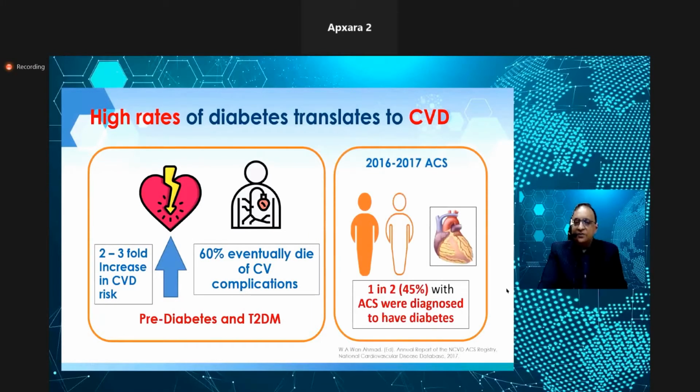In 2016, 2017, when we looked at the acute coronary syndrome admissions, about half of these patients were actually diabetic or were newly diagnosed diabetics. In fact, the other risk factor which was noted was hypertension. So hypertension and diabetes are actually very prevalent in these patients.